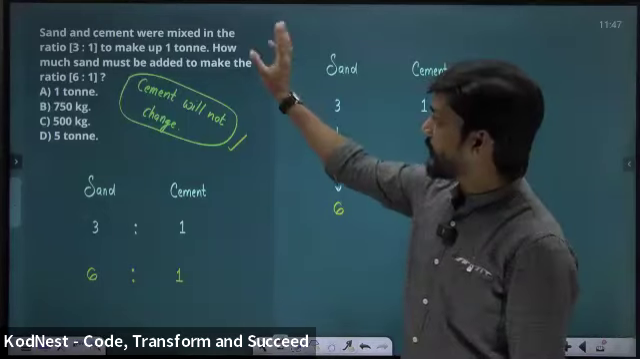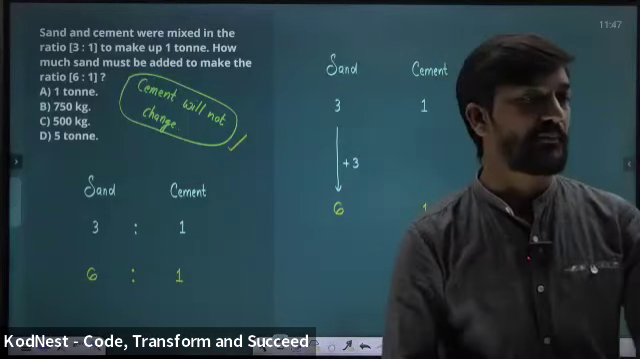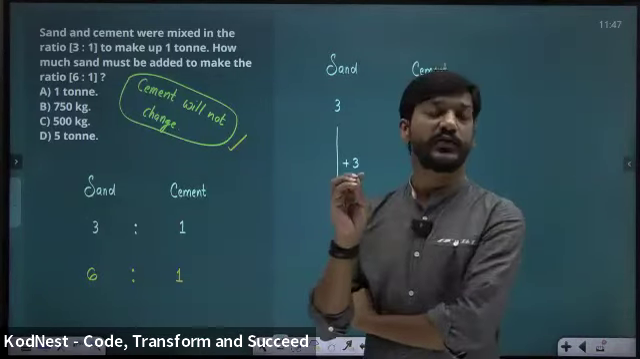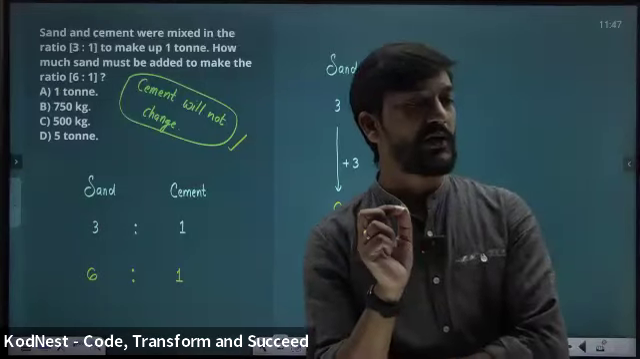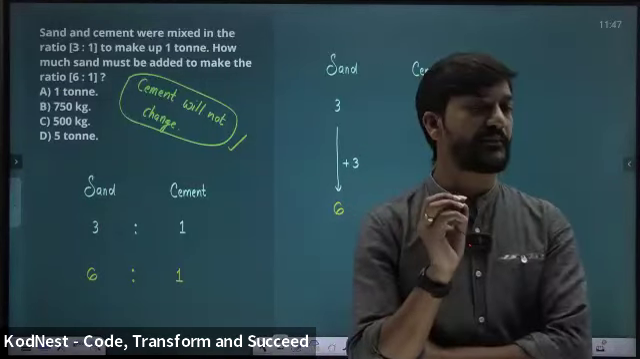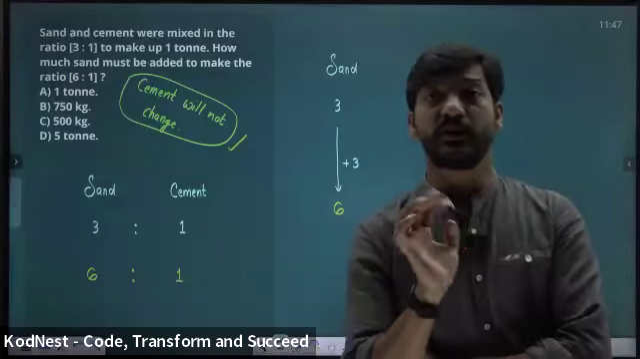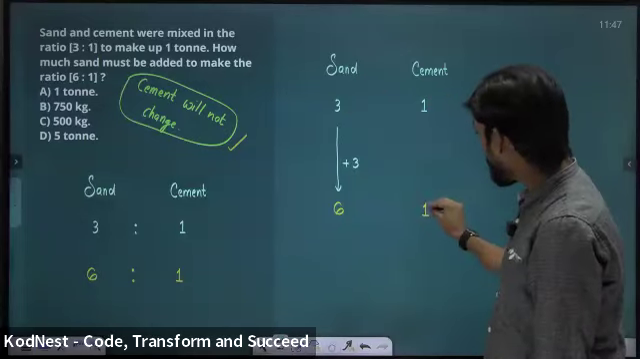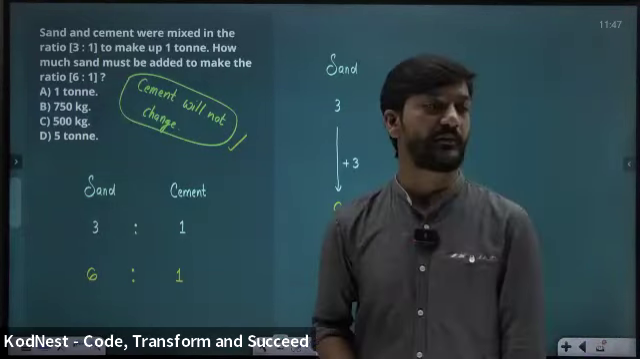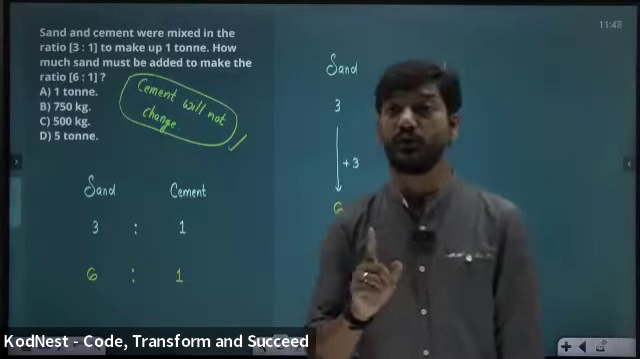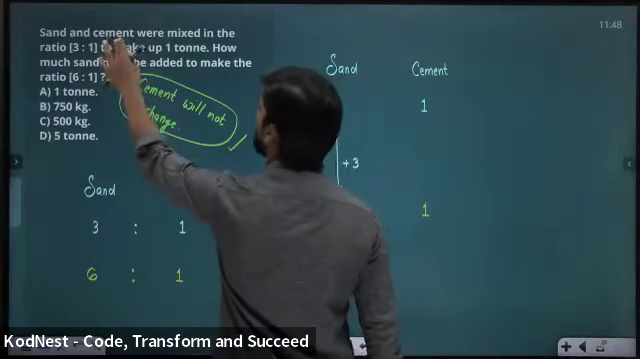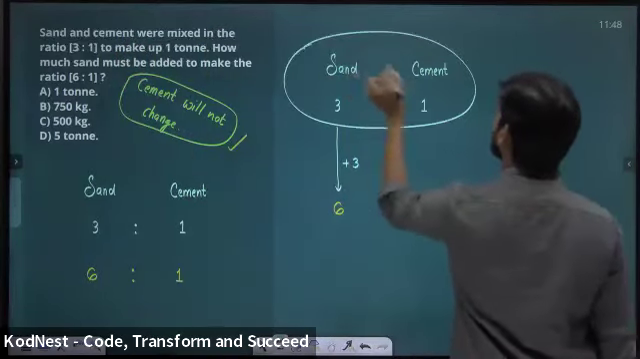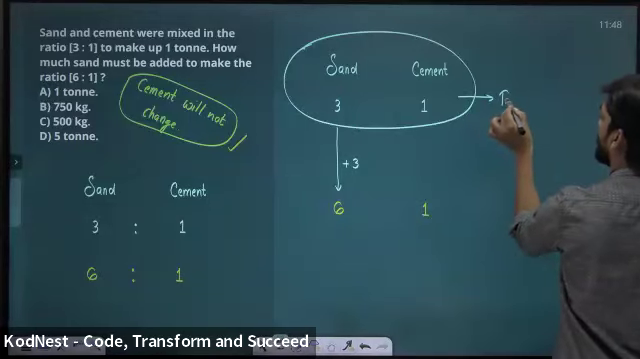Okay. Now see what is given. Carefully answer. What is given? When I say what is given, now ratio is done. Tell me the values. Which value is given? 1 ton. How much is 1 ton? How many kgs? 1000 kg. Okay, 1000 kg. What is 1000 kg? Is it this value, or this value, or something else? Total. Okay, total value. Sand and cement make up 1 ton. Okay, this total value should be 1 ton.